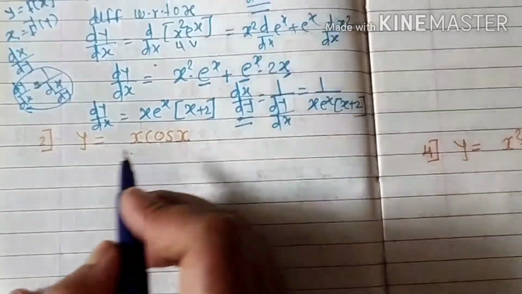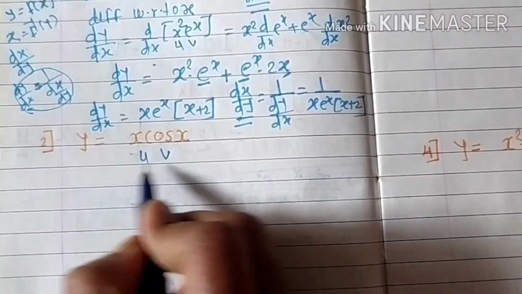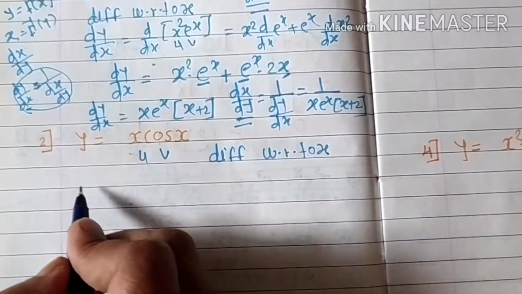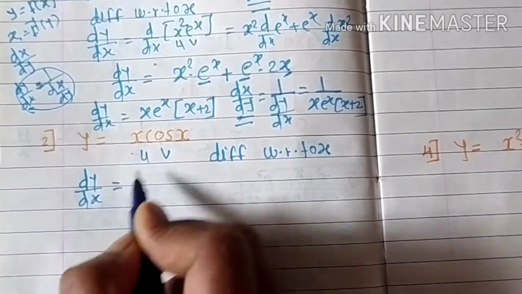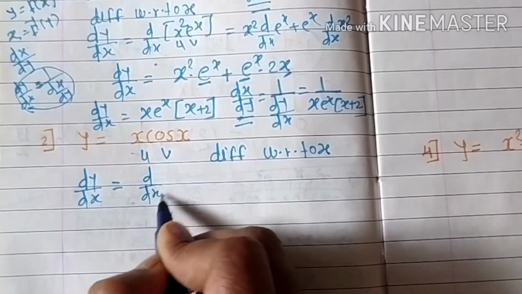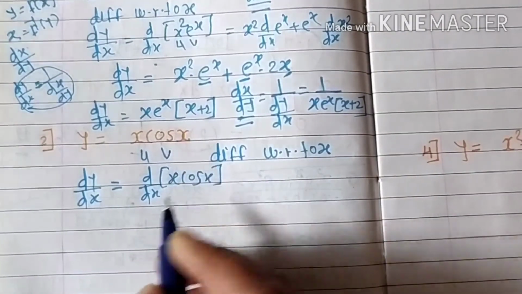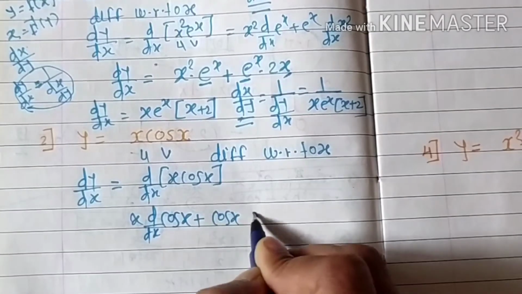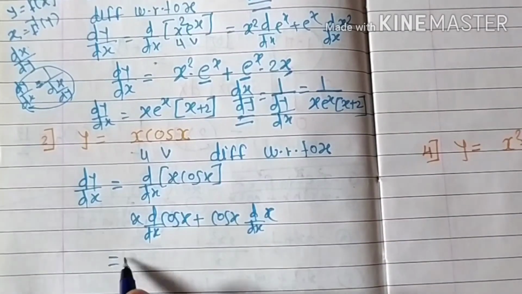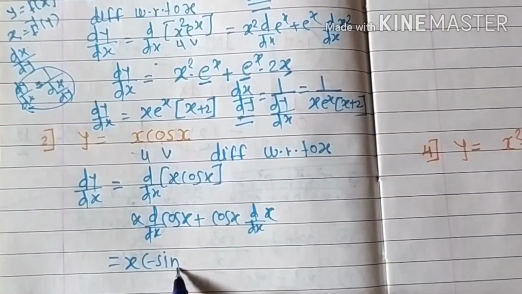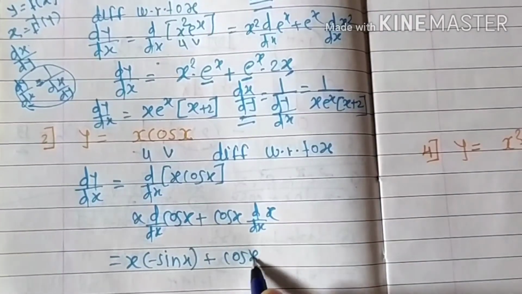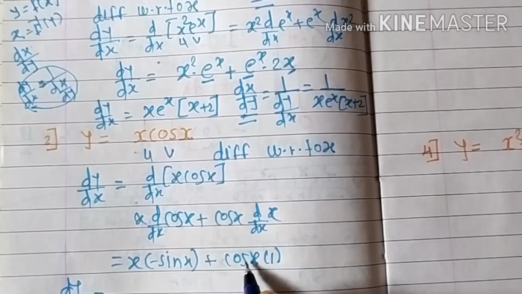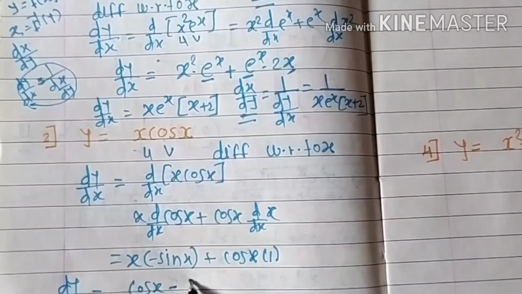Then for the next example, here also it is a product term, u into v, so we differentiate first with respect to x. After differentiating with respect to x we get dy by dx, and here we use the product rule: x into derivative of cos x plus cos x into derivative of x. The derivative of cos x is minus sin x, we know that, plus cos x into derivative of x with respect to x, which is 1. So we get dy by dx is equal to cos x minus x into sin x.